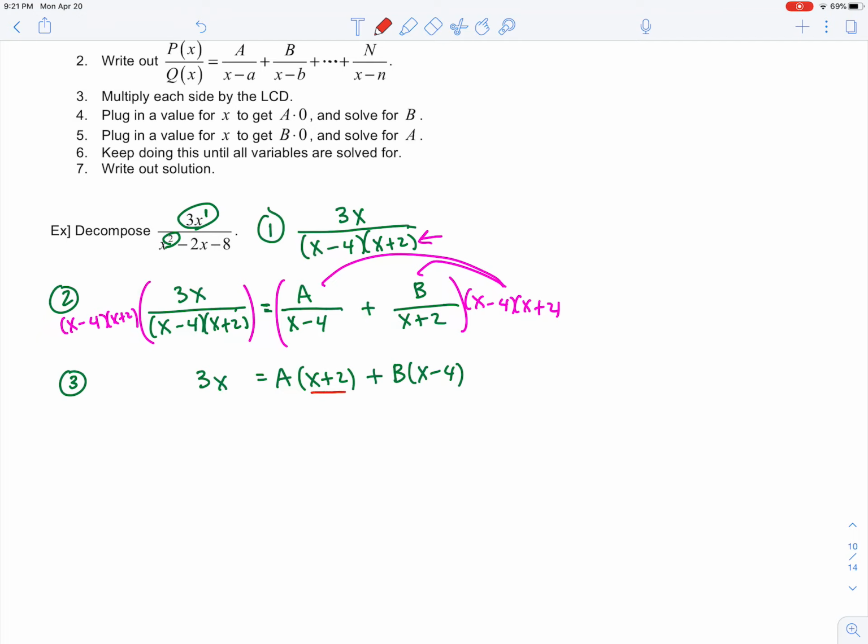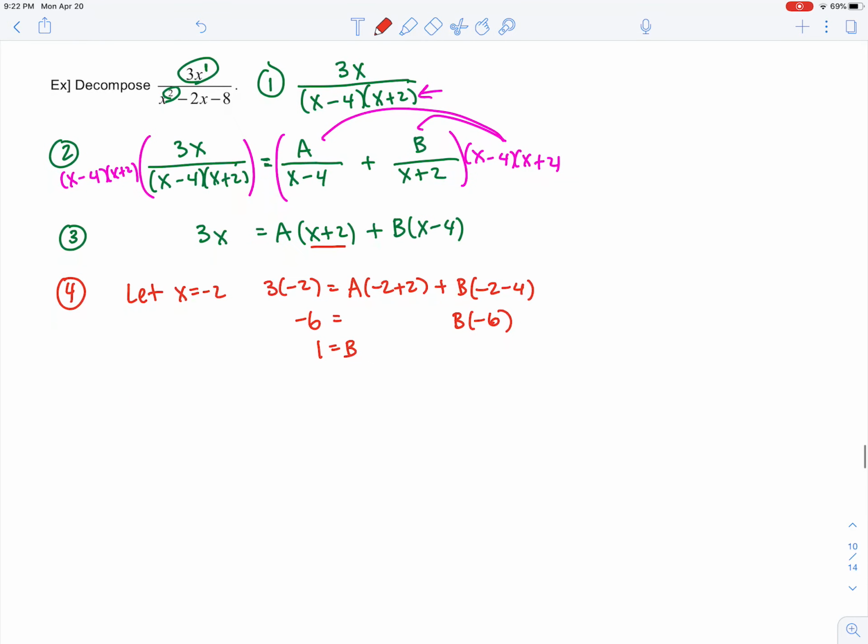So first, notice that I have x plus 2 times A. So for step 4, I'm going to let x equal negative 2. I'm doing this because I will get A times 0, which means I should be able to solve for B. So every x value gets replaced with negative 2. So I get negative 6 equals, negative 2 plus 2 is 0. That was the whole point of choosing it. And then B times negative 6. Divide both sides by negative 6, and I get that B is equal to 1.